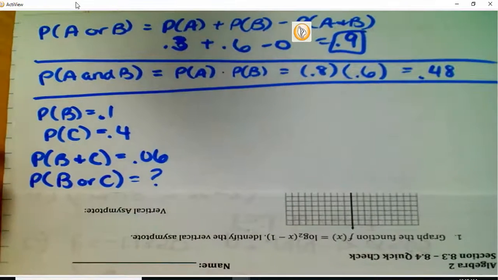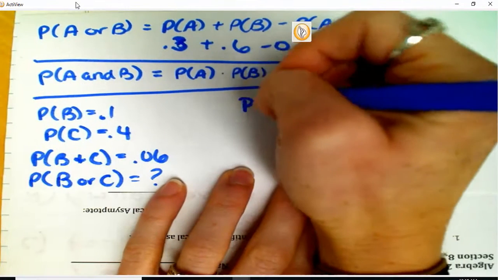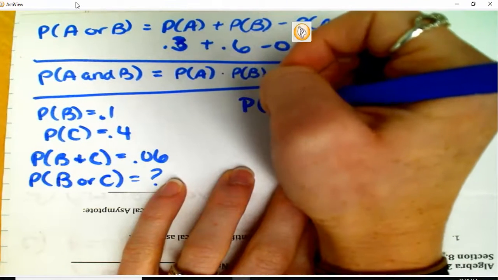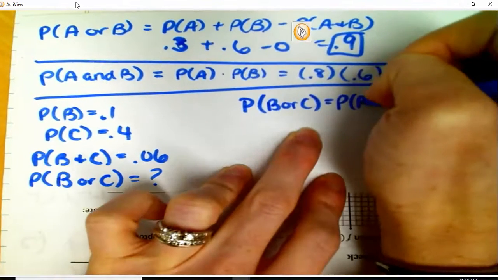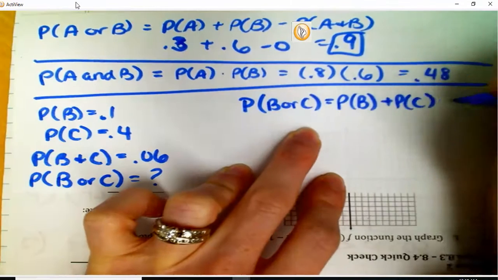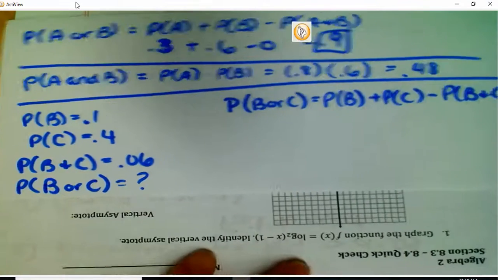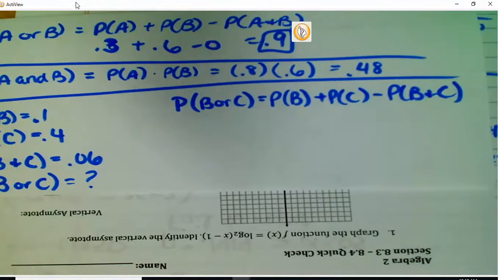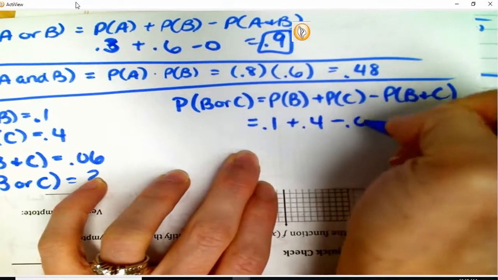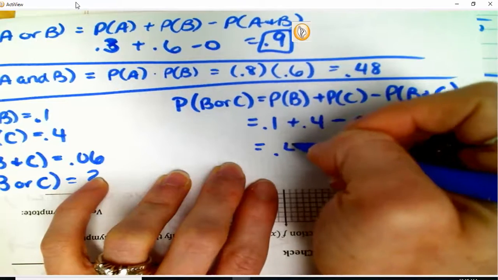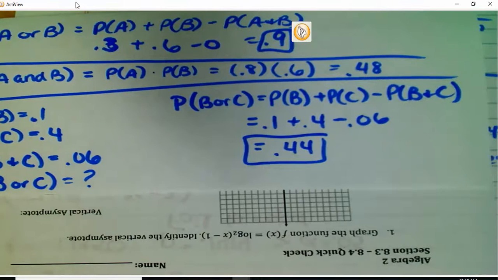So looking at your formula sheet, what involves all of those things? Yeah, so we have the probability of B or C equals probability B plus probability C minus probability of B and C. I think it uses E and F on your formula sheet, but same thing. So then we just fill in probability B plus 0.4 minus 0.06, and we get 0.44. Is that one okay?